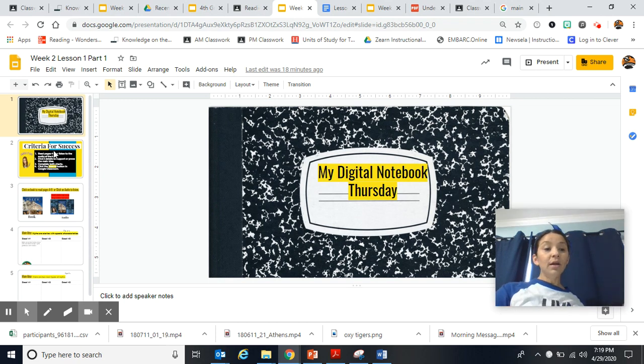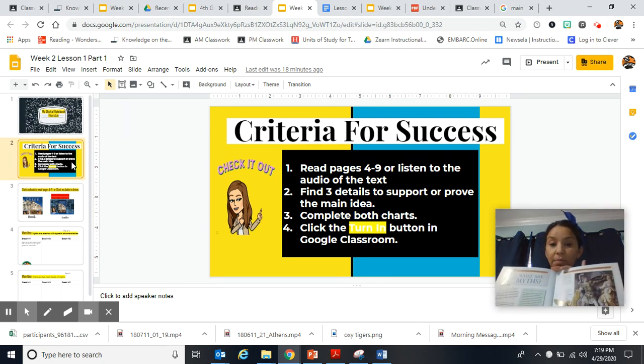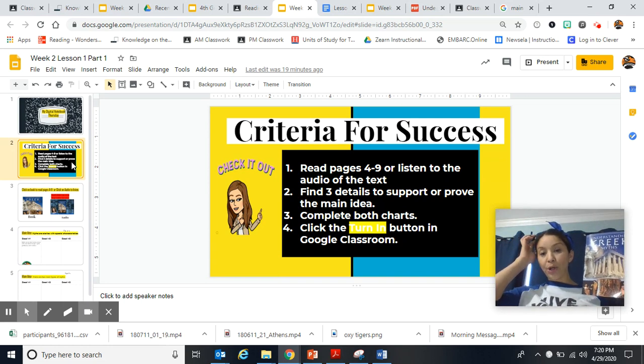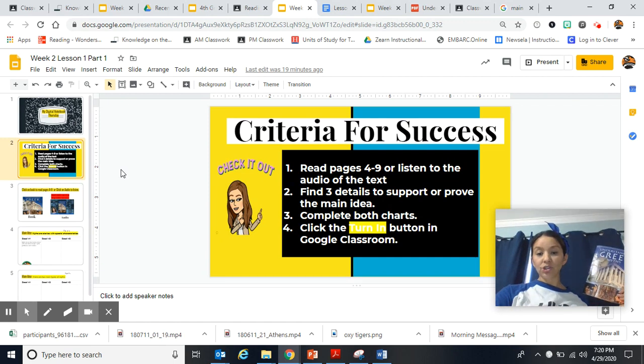Got it? So then here I am going on to my criteria for success. This is what I need to be successful on my assignment. So I'm going to read pages 4 through 9. That's this here. So I'm telling you exactly what pages you're going to be reading. And you can read it on the copy that I'm going to show you in just a minute, or you can listen to the audio, and I'm going to show you where to find it. So then, let me back up a little bit. Complete both charts, just like I told you before, and then turn it in.